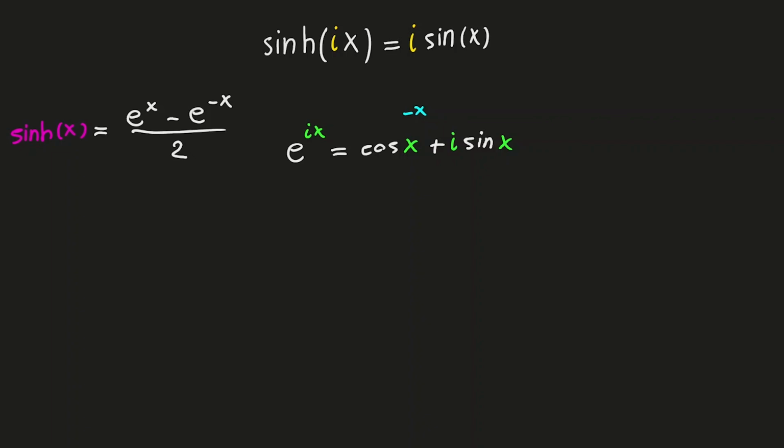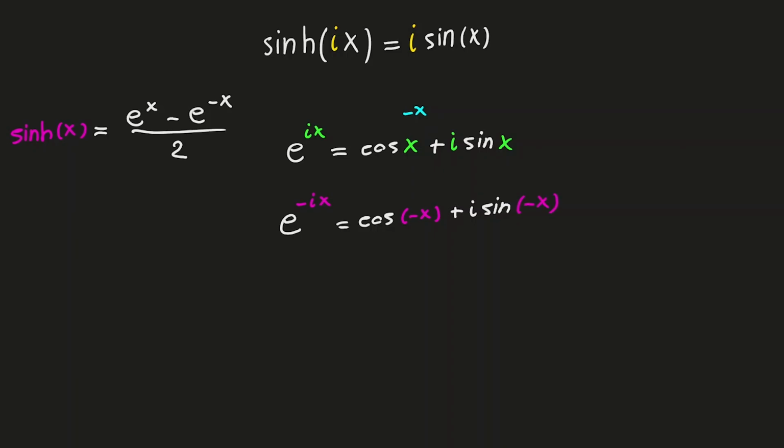This becomes e to the minus ix, because we just put the minus in front of x. Then we have cosine of minus x plus i. We don't have to change the sign of i, we're changing the sign of x. Bear in mind that we're doing nothing to i, times sine of minus x.